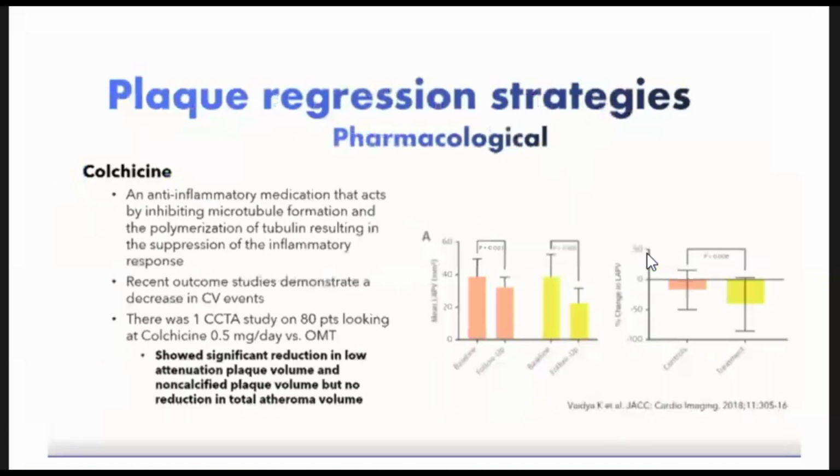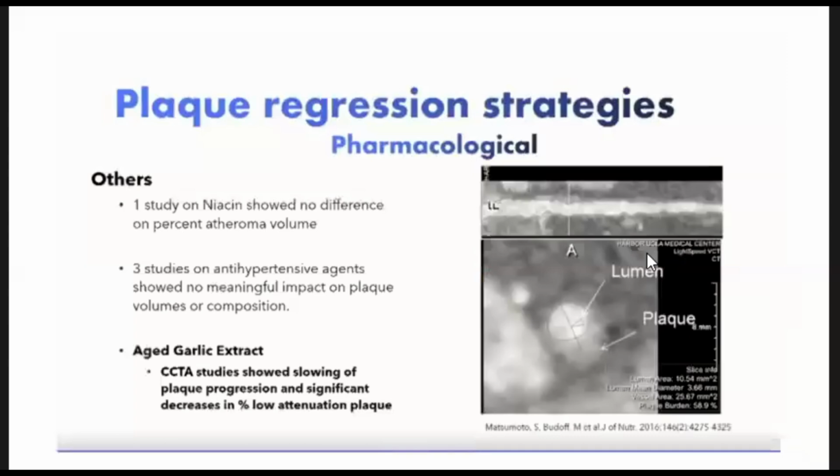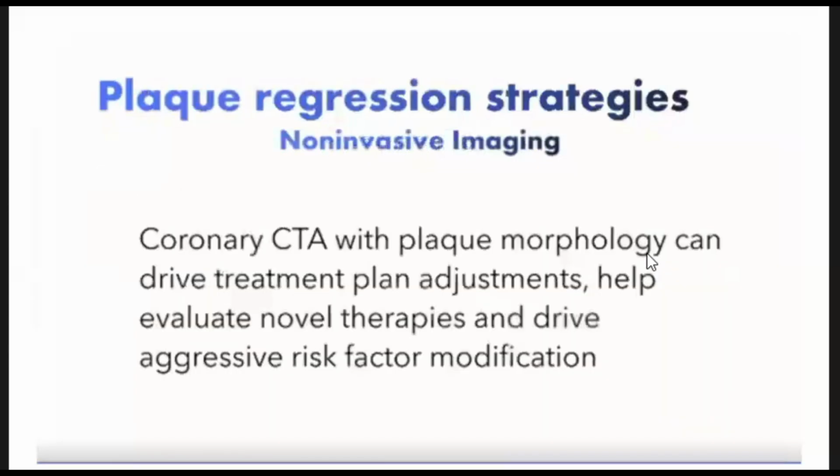And colchicine, we will talk a lot about in the future. It can be a future option because it's an anti-inflammatory agent and it causes reduction in the inflammation of the coronary endothelium. In the CT coronary angiogram, it has been shown to regress low attenuation plaque and modify plaque. As I said, there's no evidence for niacin, and antihypertensive agents did not show plaque regression, but aged garlic has shown some evidence of plaque regression.